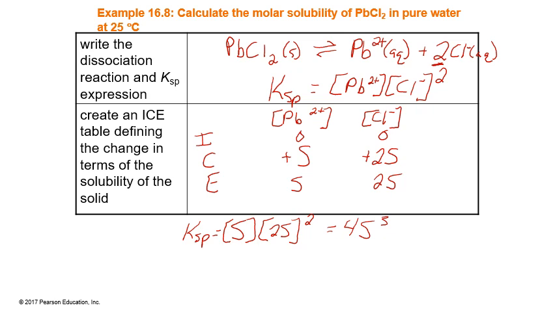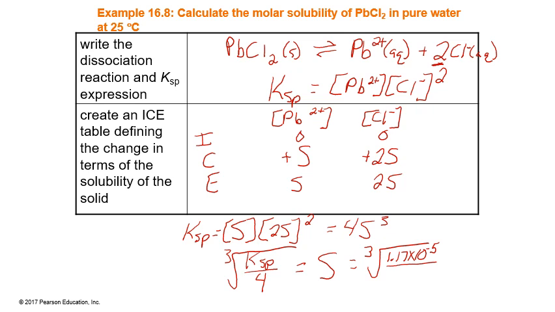If we want to figure out what S is, we are going to have to take our KSP, divide by 4 to get rid of the 4, and take the cubic root. If you don't know how to take the cubic root on your calculator, you may want to look at the instructions so that you can figure out how to do it. We plug in our KSP for lead chloride, PbCl2. In this case, our molar solubility is going to be 1.43 times 10 to the negative 2 molar.